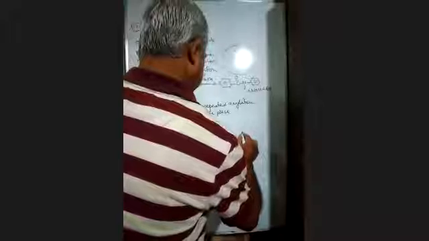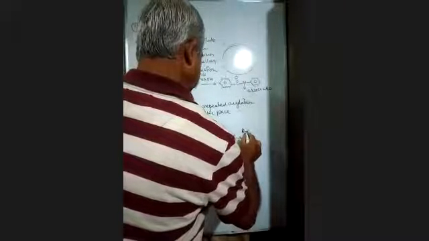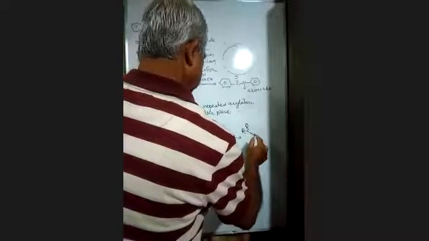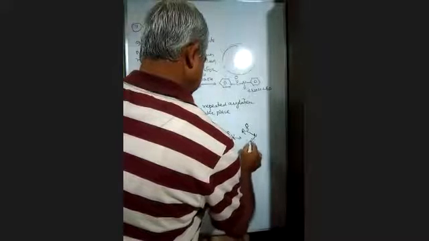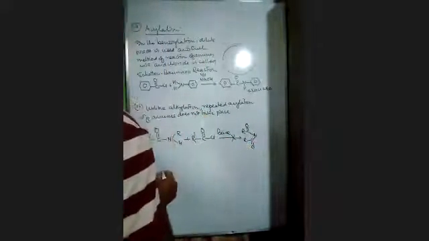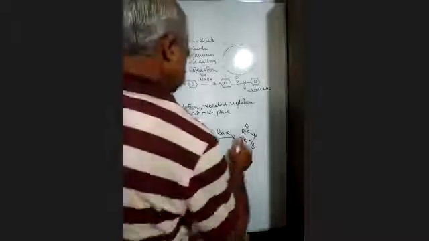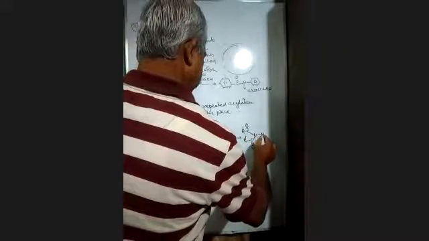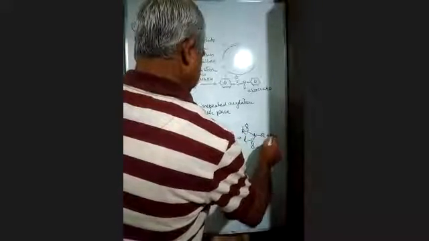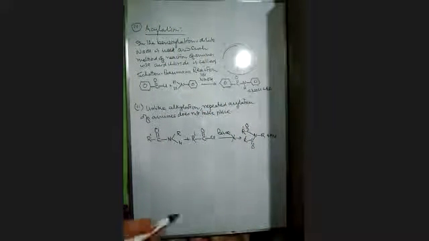To give you this, it does not take place. But in case of alkylation, we have found you can carry out alkylation one after another. You react with methyl iodide, then you get N-methyl. Again you react, you get N-dimethyl. Again you react, then you get a salt. So in case of acylation, this does not take place.